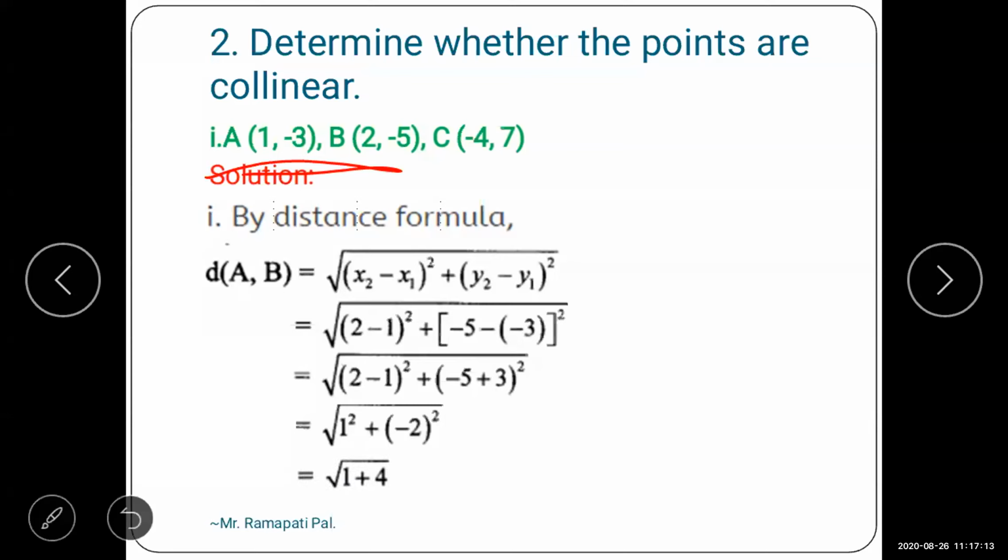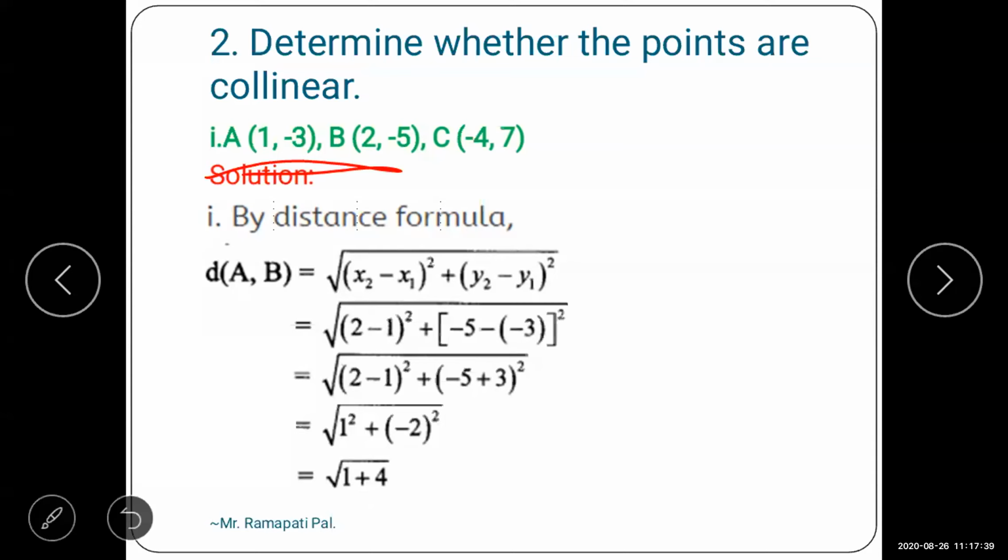So under root, 1 plus 4 is what? Root 5. Okay, and that is equation number 1. We will call it equation number 1 because we have to take 3 equations: distance AB, distance BC and distance AC. So root 5 is equation number 1.